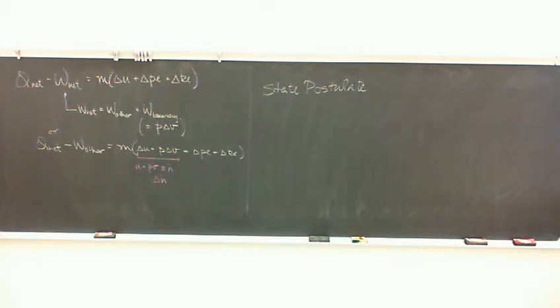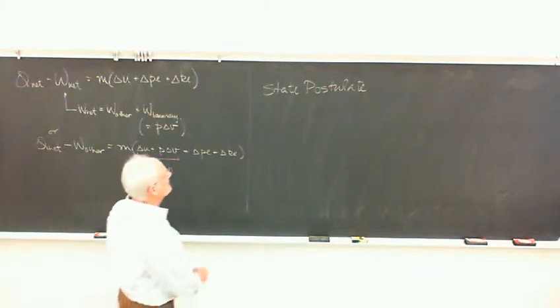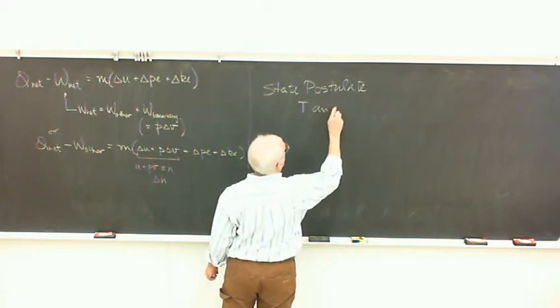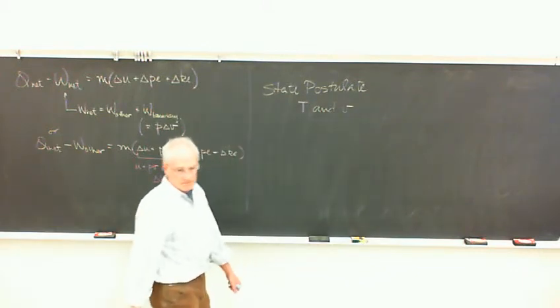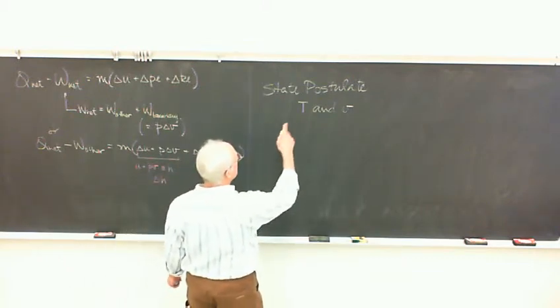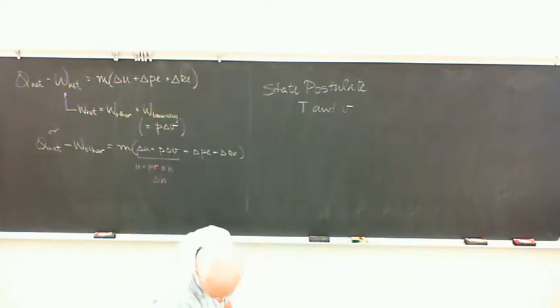What was the state postulate? We need two intensive independent properties to define a state point. Now, T and V are always independent. There was no place under the dome to the left or to the right where they weren't independent. So we can therefore define any state point if we had T and V together.